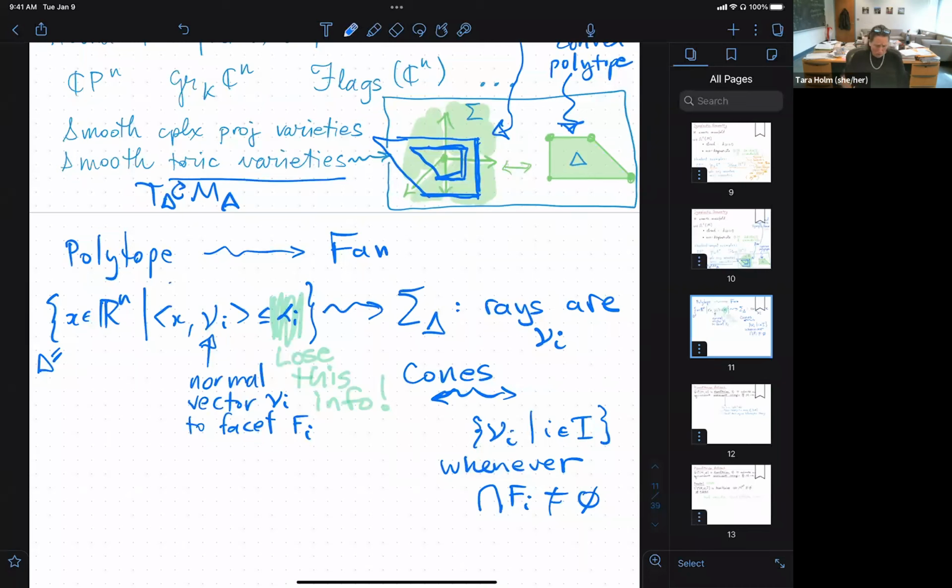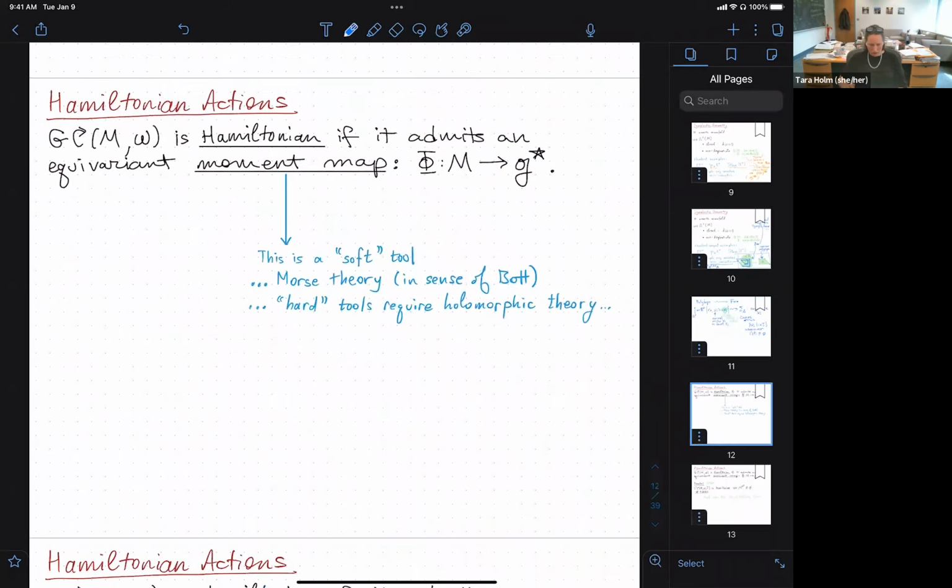Okay, so in this way, the fan has slightly less information than the polytope. Okay, so that's that.